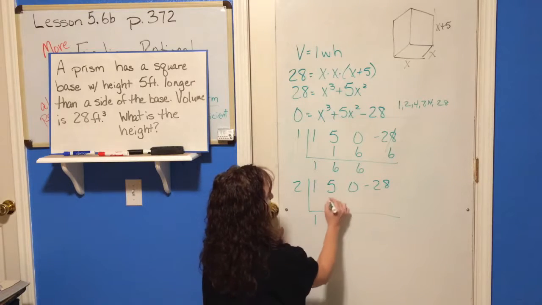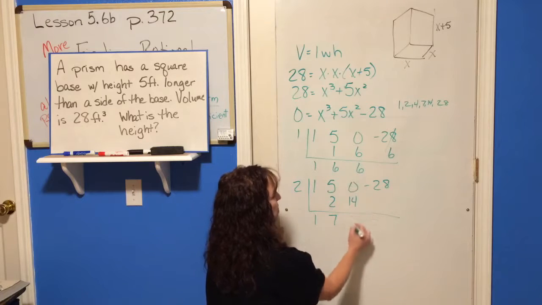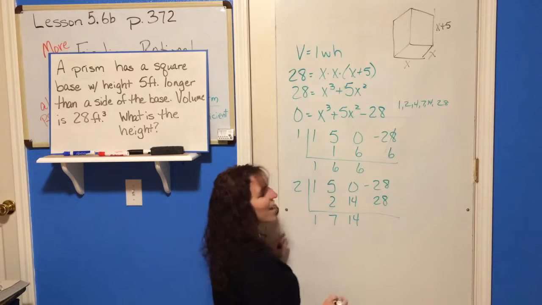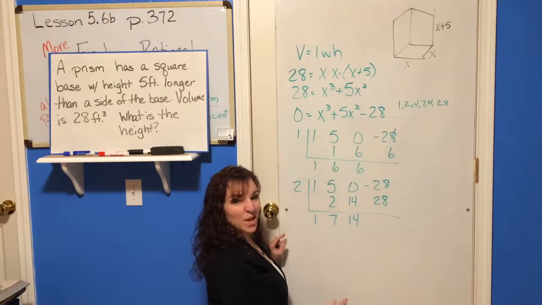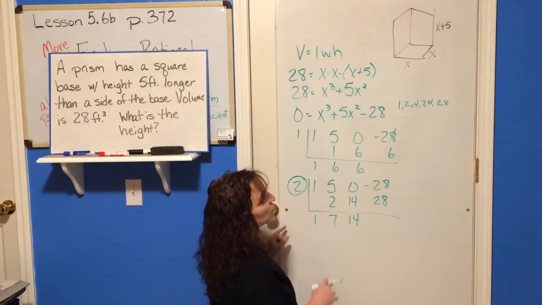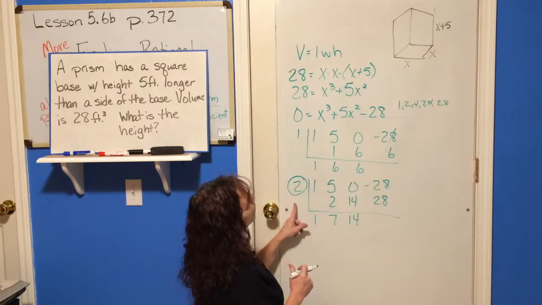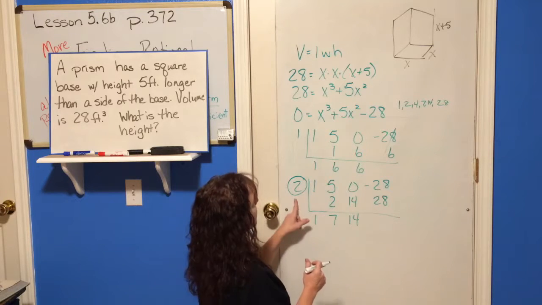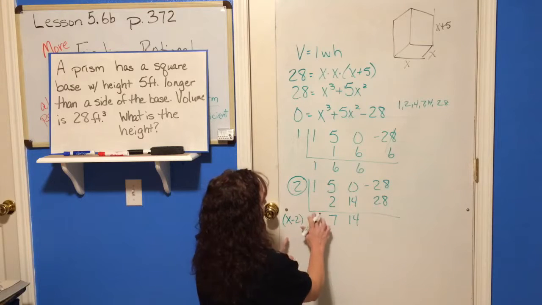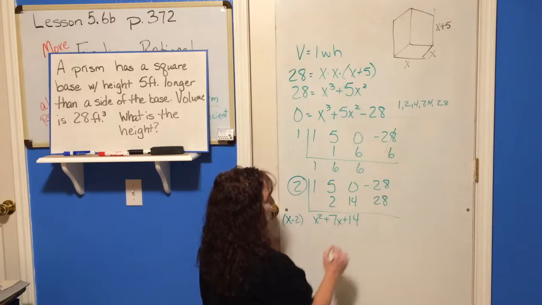Bring down the 1. 1 times 2. 5 plus 2 is 7. 7 times 2 is 14. Plus 0 is 14. 2 times 14 is 28. Aha! That's what we're looking for. Second time, not bad. Okay, so 2 is one of our zeros. So we know that we've got x minus 2, and then we've got 1x squared plus 7x plus 14.